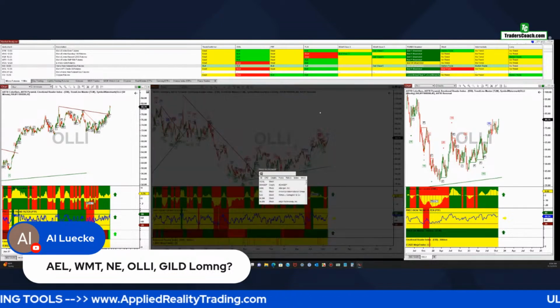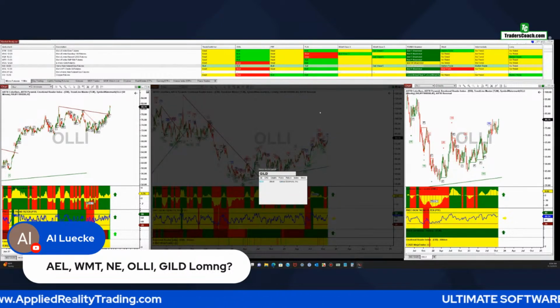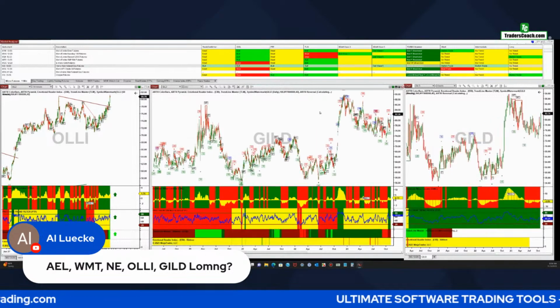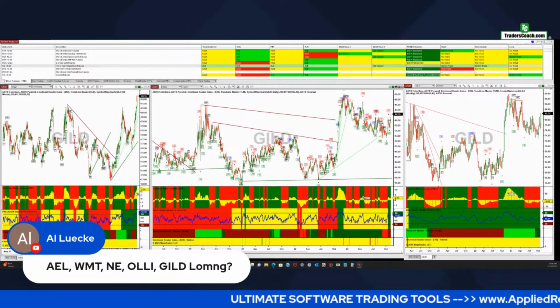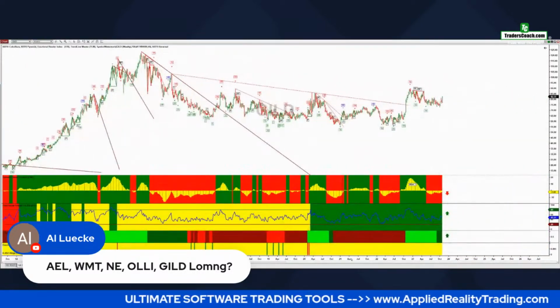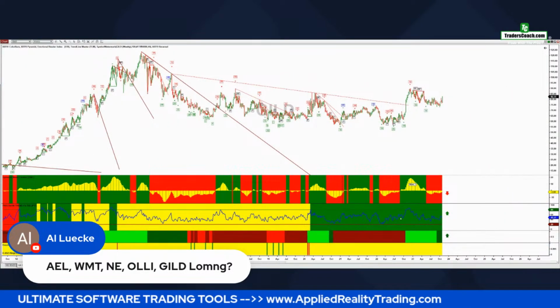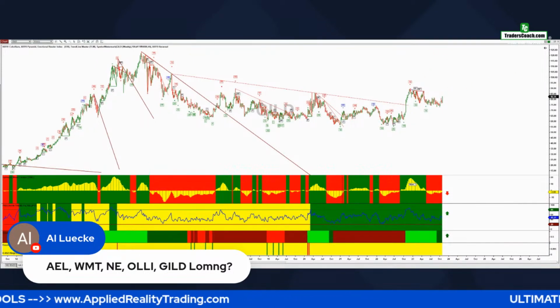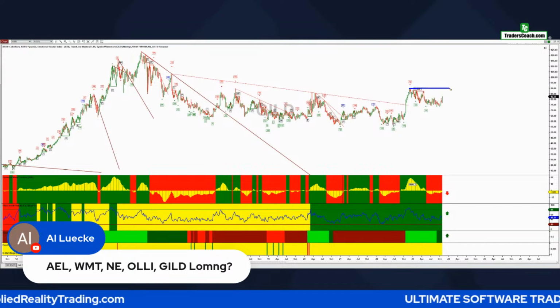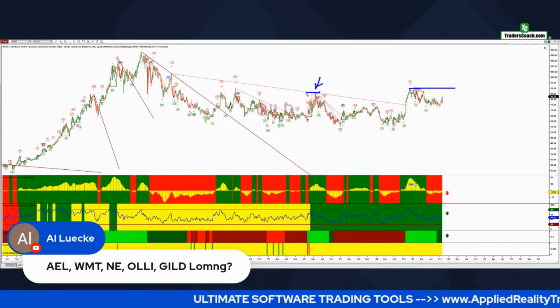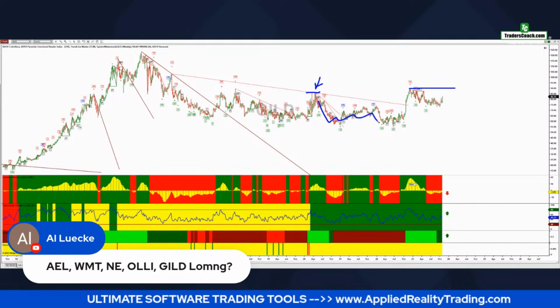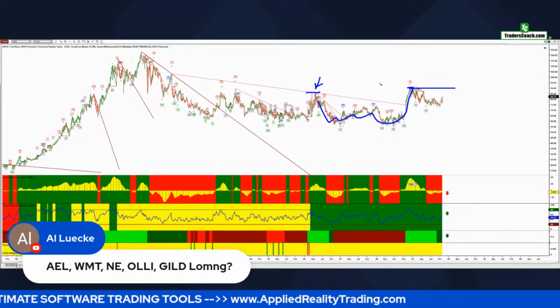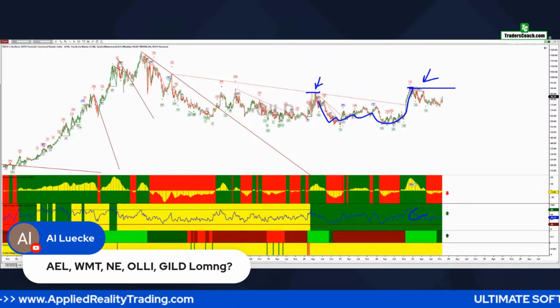All right, let's take a look at GILD. GILD, let's open up the weekly. My eyes go right away to the PTF, which is showing a target now up here. This was an interesting one. This triggered the PTF to go green here, but now it's gone back up above here and it's staying green. So this becomes the new target.